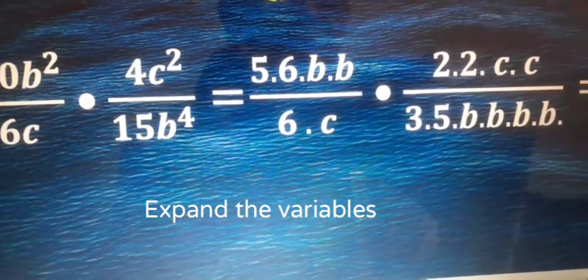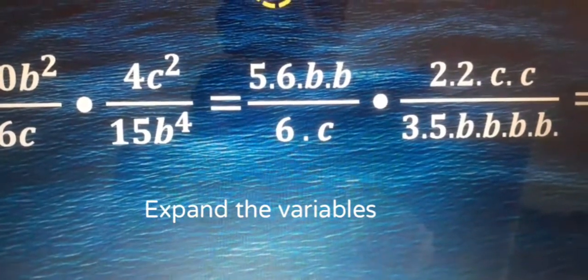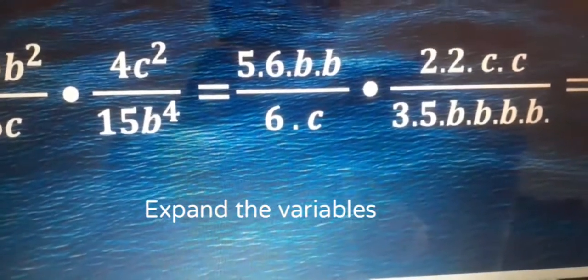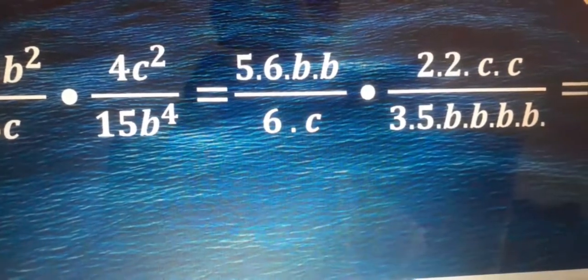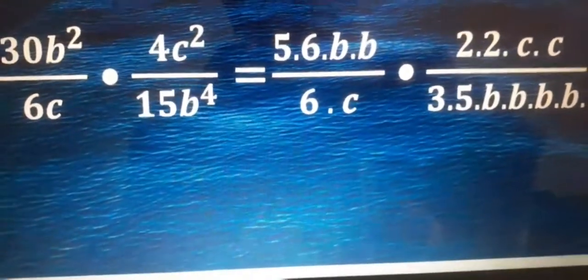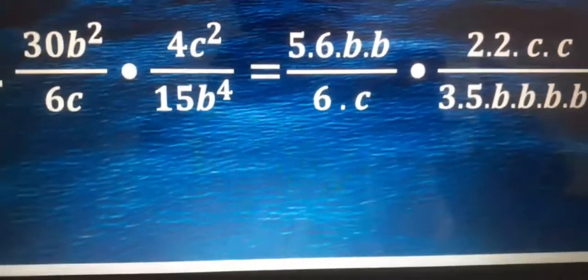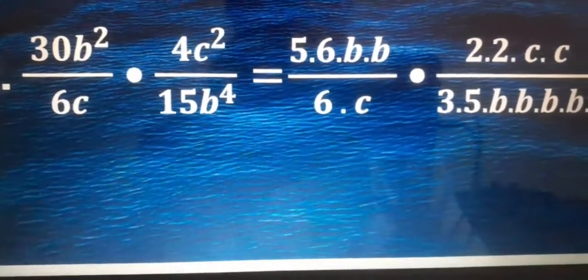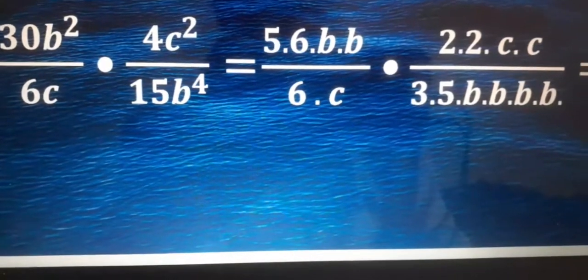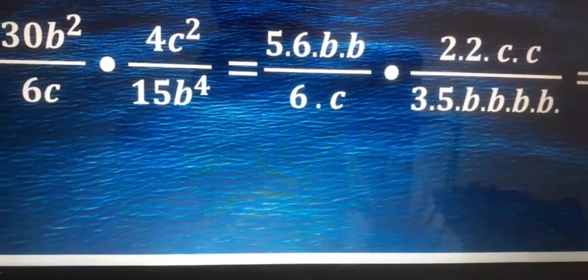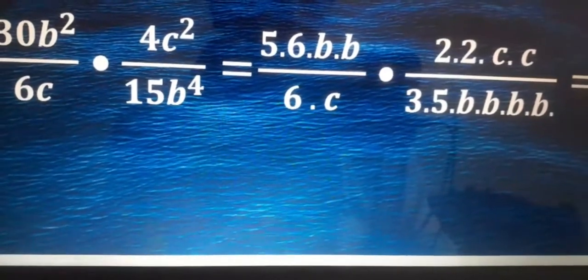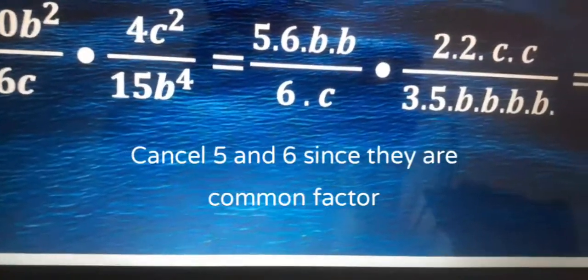And the factor of 15 is also equal to 3 times 5. Then the factor of b, we expand b times b times b times b. Kaya po natin ginagawa yung expansion para makita po natin yung common factor ng bawat isa. And in this case, we can easily cancel out the common number or the common variable or the common factor of the given expressions. So let's find out.